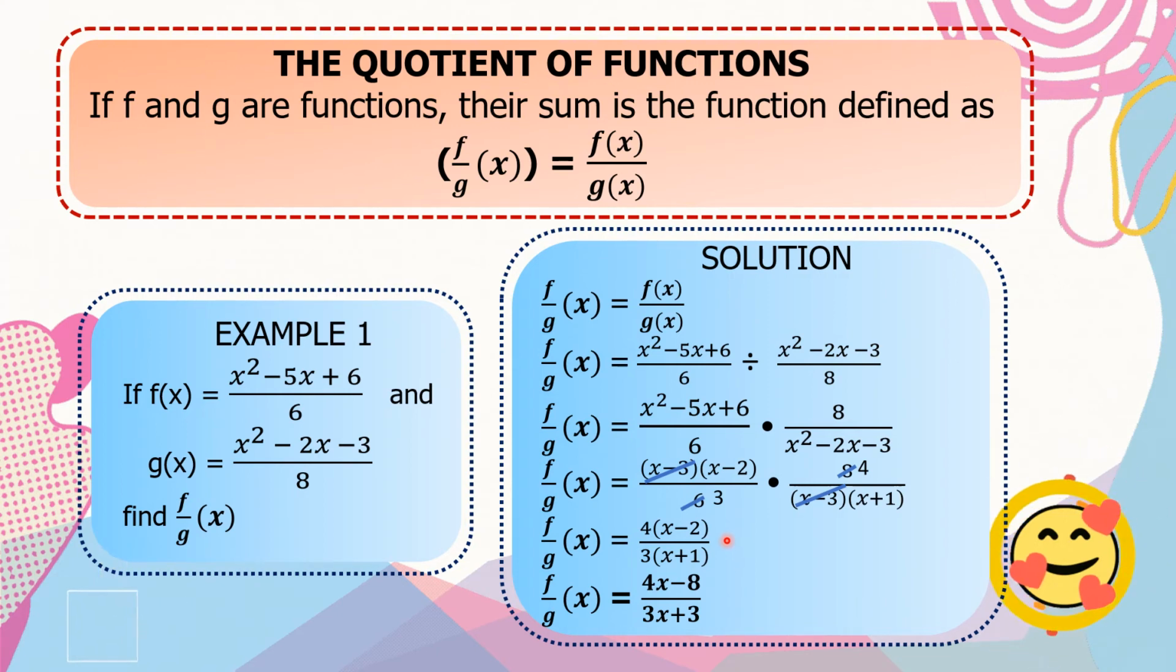To simplify it further, i-multiply natin yung 4 sa x minus 2. So, 4 times x is equal to 4x. 4 times negative 2 is equal to negative 8. So, we have 4x minus 8 sa numerator. Sa denominator naman, 3 times x plus 1. So, 3 times x is equal to 3x. 3 times 1 is equal to positive 3. So, our final answer, f over g of x is equal to 4x minus 8 over 3x plus 3.